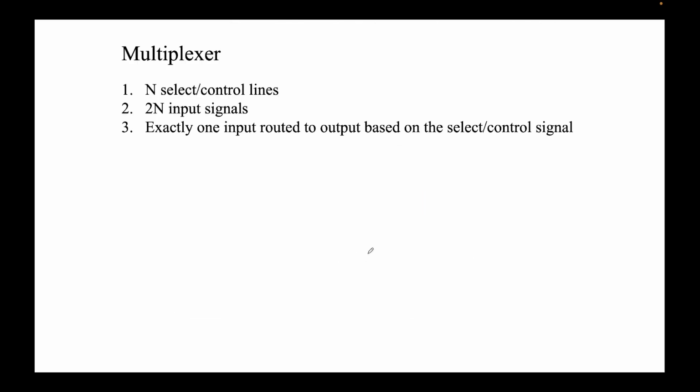Now, what is a multiplexer? We should be very clear about it. So a multiplexer will have some n number of select or control lines. You'll see this word again, select or control. We'll see what this means.